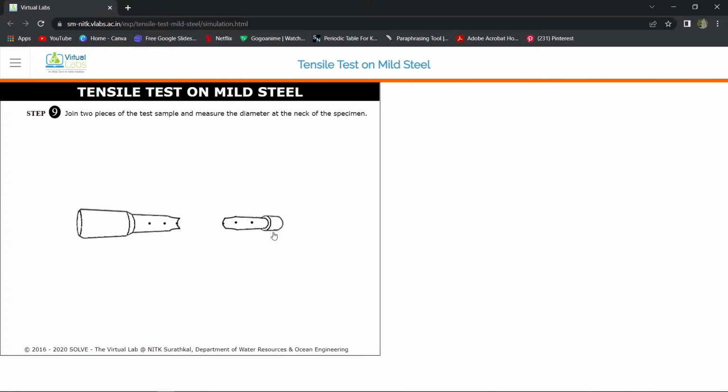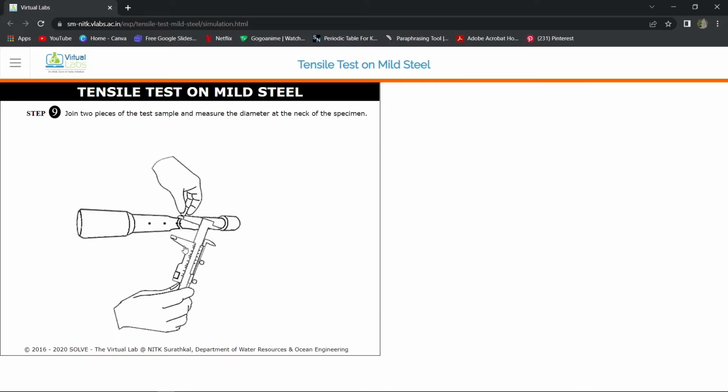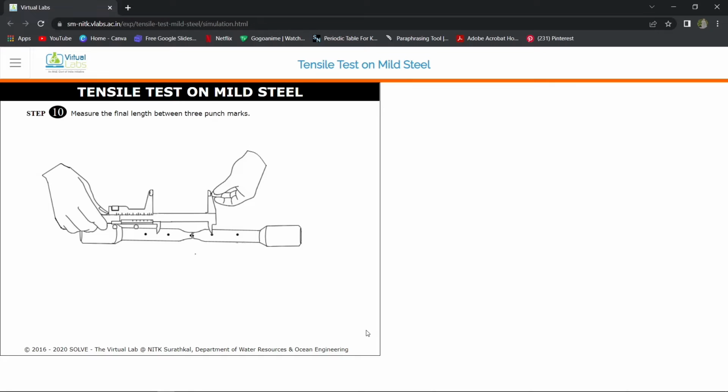Step 9. Join the pieces of the test sample and measure the diameter at the neck of the specimen. The final diameter is 7.86 mm. Step 10. Measure the final length between the punch marks. The final length between the punch marks is 8.5 mm.